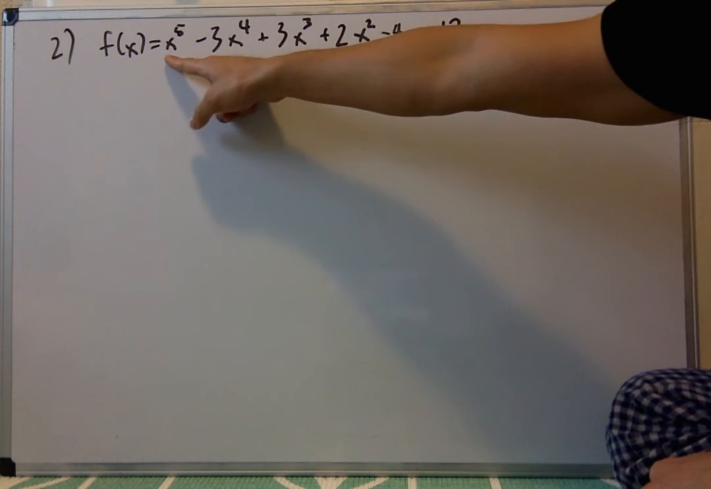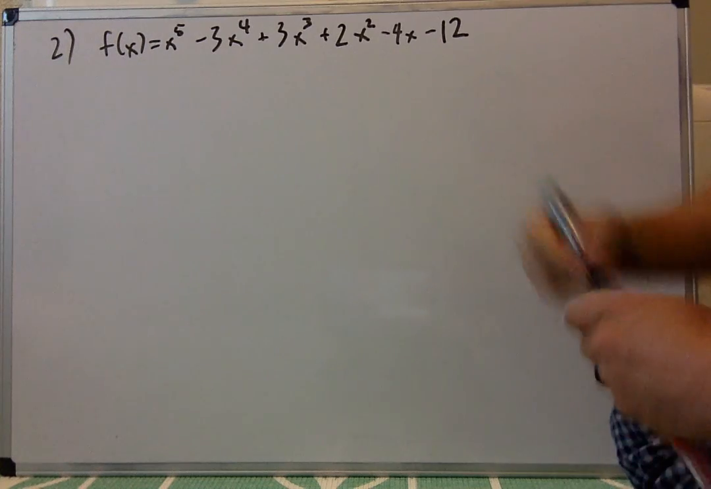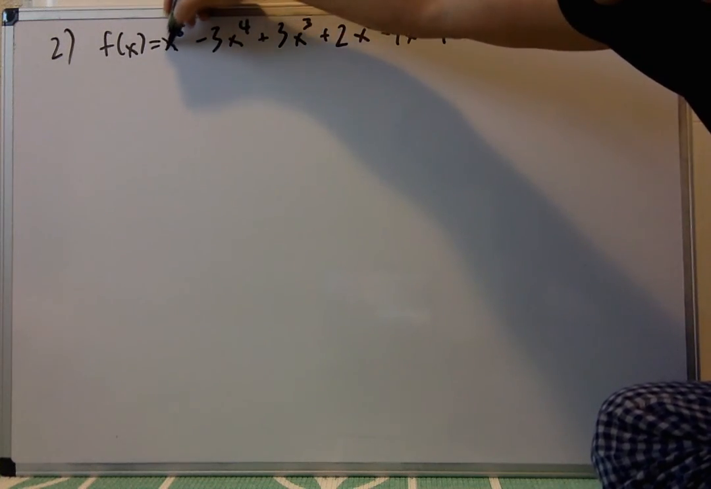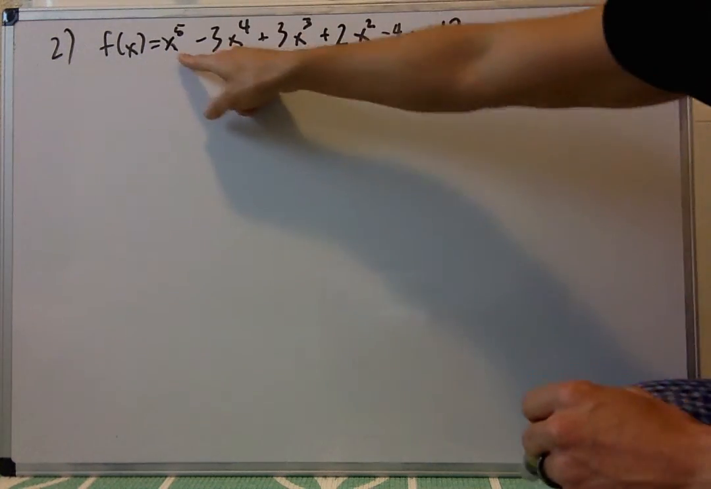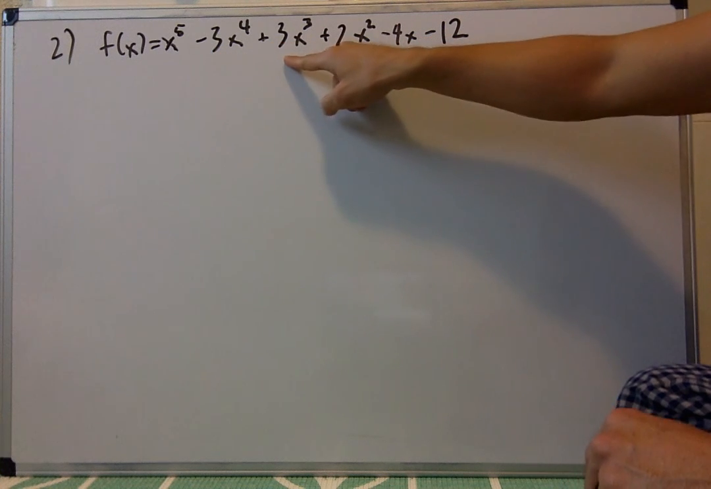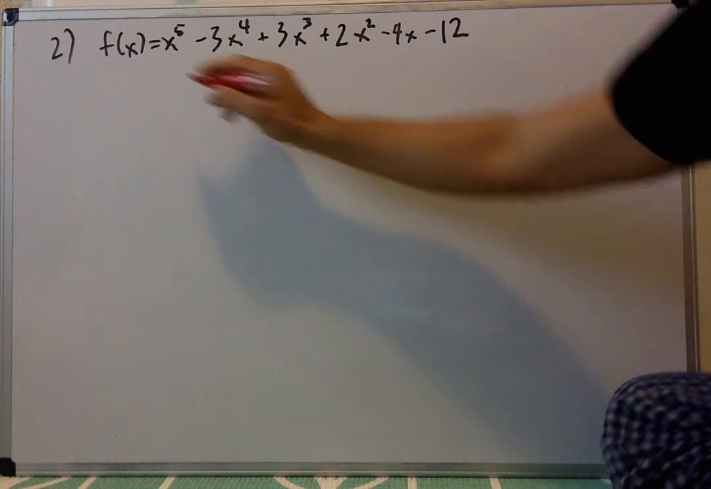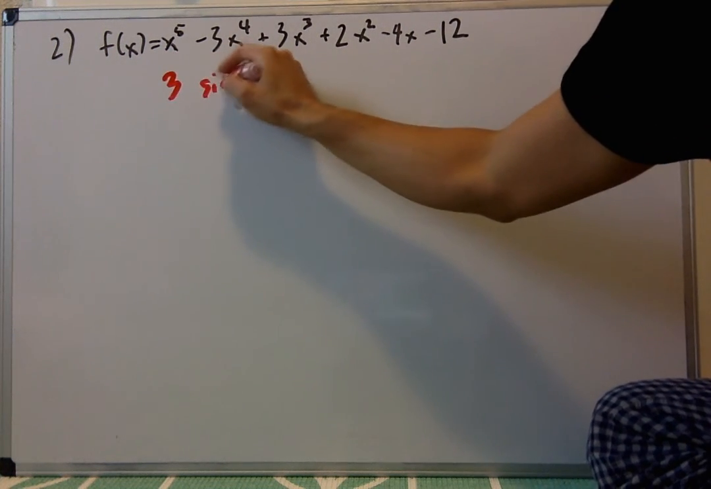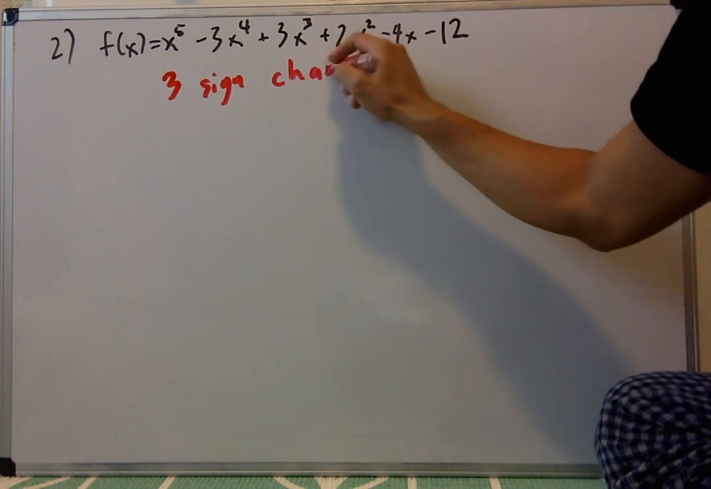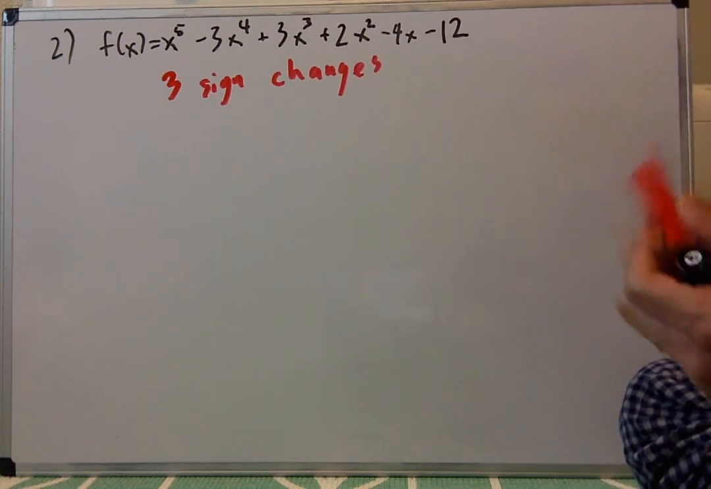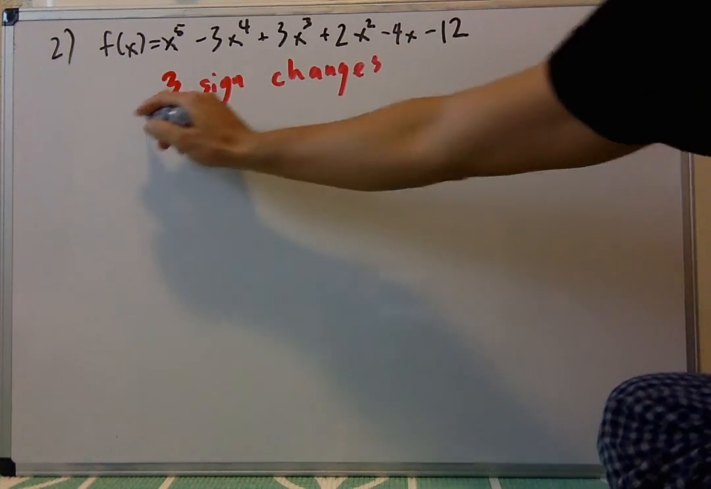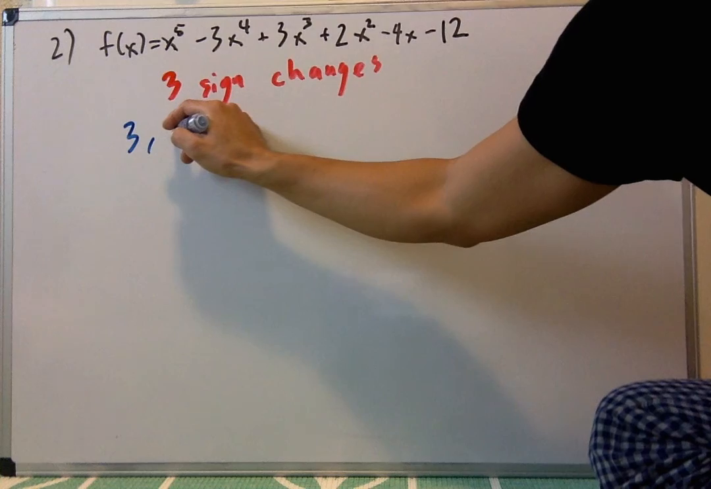So this is a positive x to the 5th, right? Positive x to the 5th. Switching to negative, so that's 1. Then switch back to positive, that's 2. Then switch back to negative, that's 3. So we have 3 sign changes. Okay, that means I have either 3 or 0.